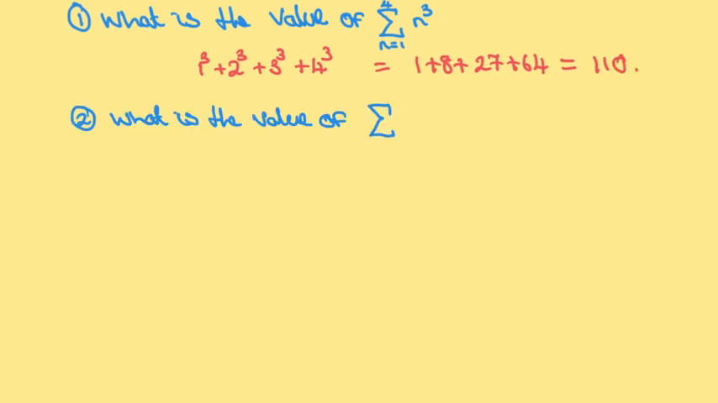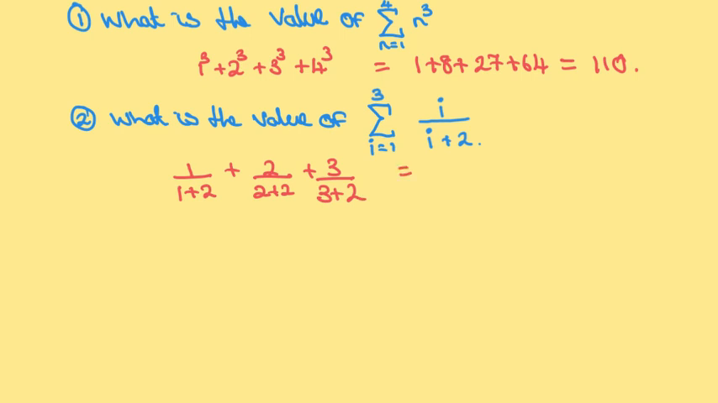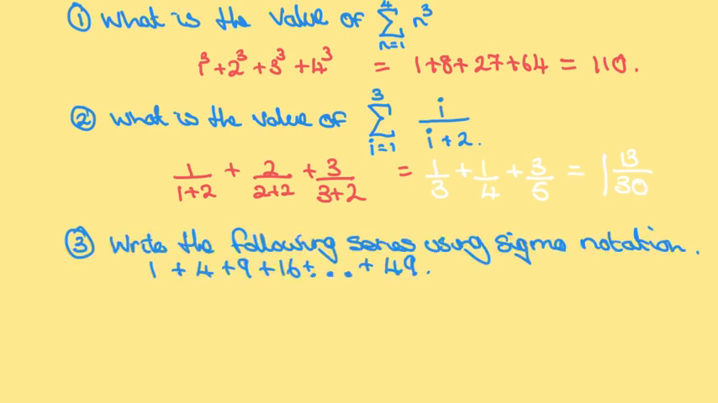Question 2. What is the value of sigma i over i plus 2 from i equals 1 to i equals 3? That equals 1 over 1 plus 2, plus 2 over 2 plus 2, plus 3 over 3 plus 2, which equals 1/3 plus 1/2 plus 3/5, which equals 43/30.